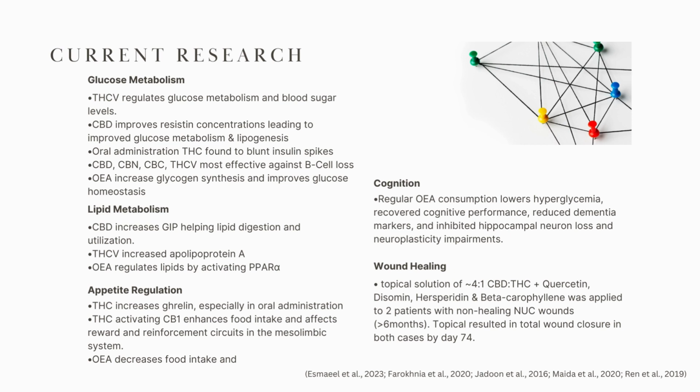CBD, another famous phytocannabinoid, was found to improve resistin concentrations, which leads to improved glucose metabolism and also leads to more lipogenesis. But at the same time, CBD was also found to increase GIP, which aids the body in digesting those lipids and utilizing them.